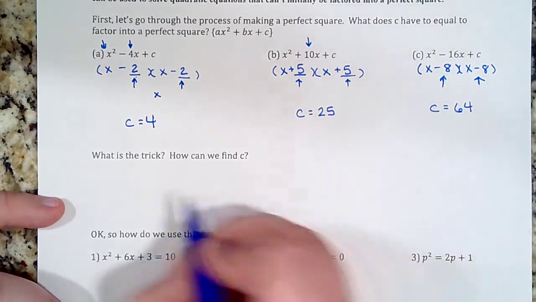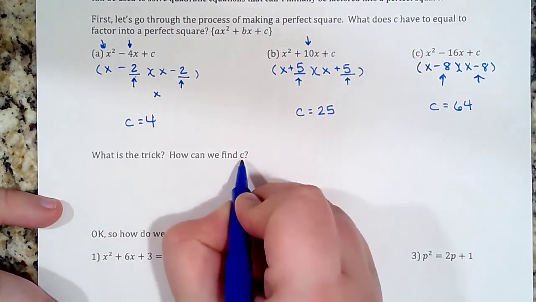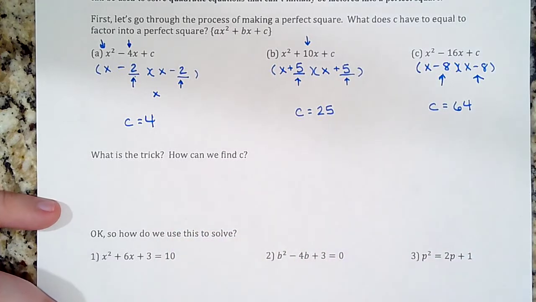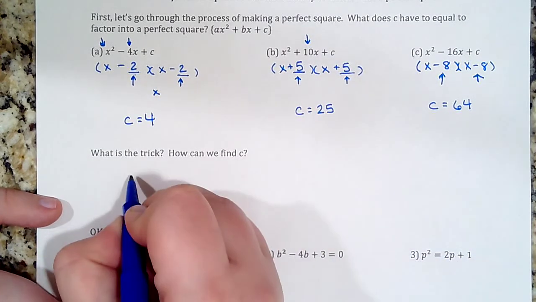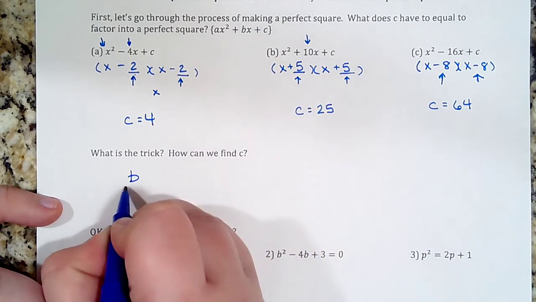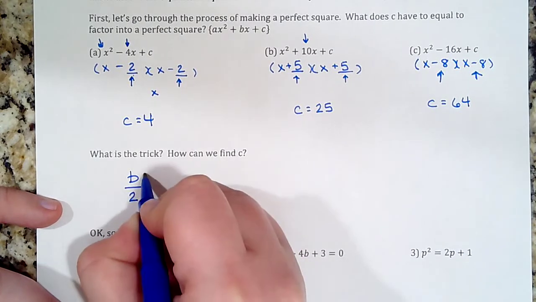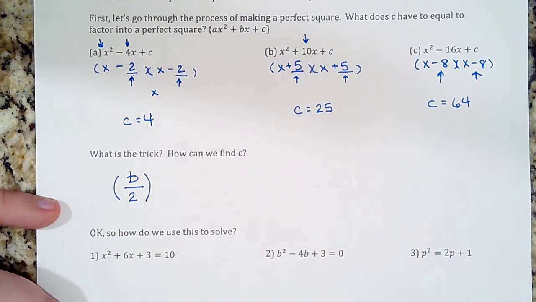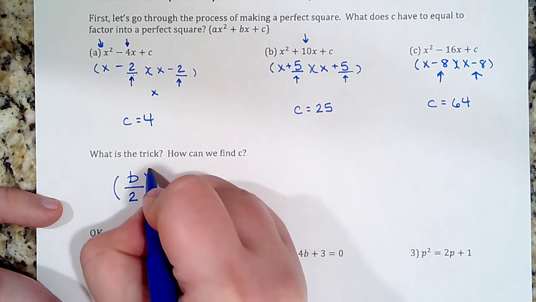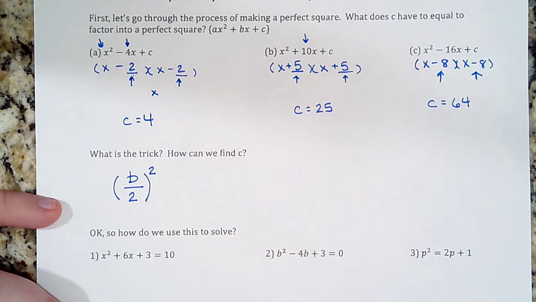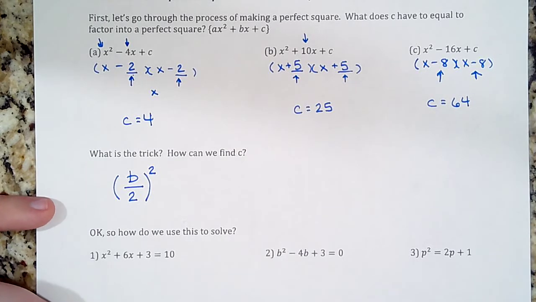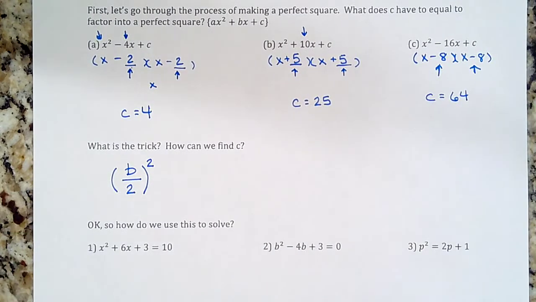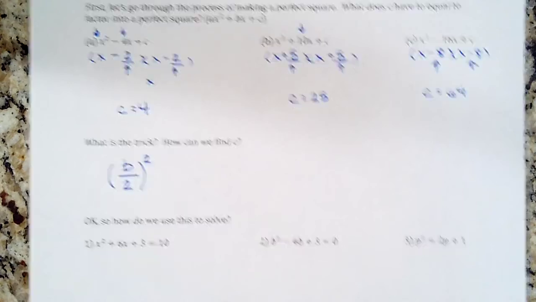If you didn't, here's the trick. To find out what to make c in order for it to be a perfect square trinomial, we're going to take b, divide it by 2, and then we're going to multiply it by itself, which is the exact same as squaring it. So this is how we find c. So let's use that trick. Let's see if that works here.